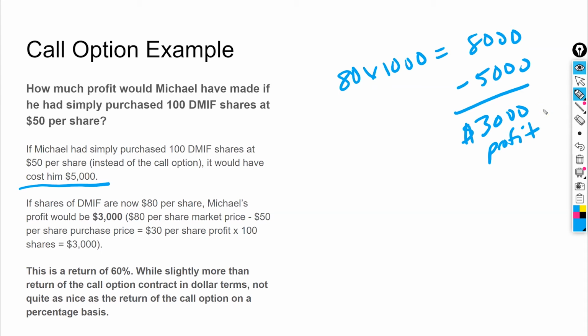This is great. Like I said, 60% return, but it pales in comparison to the 329% return from the option, right? Now, as an aside, how much could Michael lose if Dunder Mifflin went bankrupt? Went to zero? Well, he would have lost $5,000, right? And the most he could have lost with the option is 700. So you can see on the downside too, you get some protection from options, from call options.